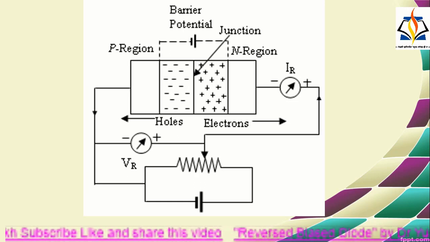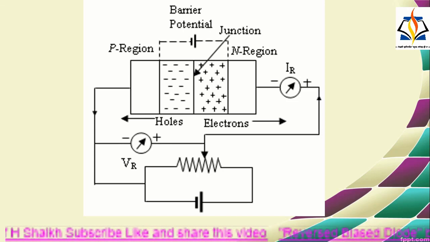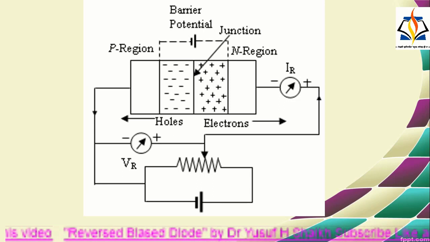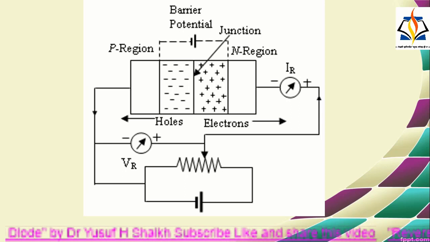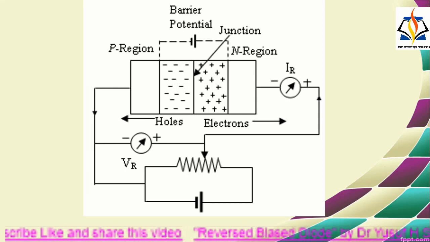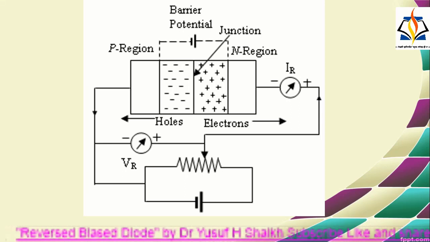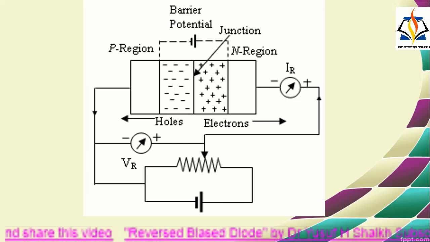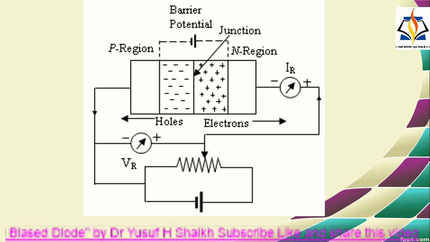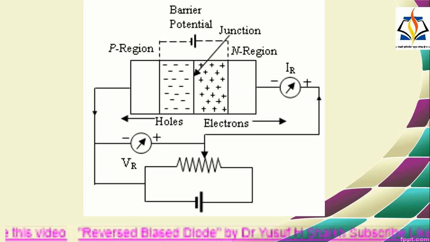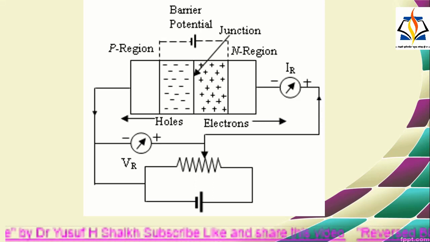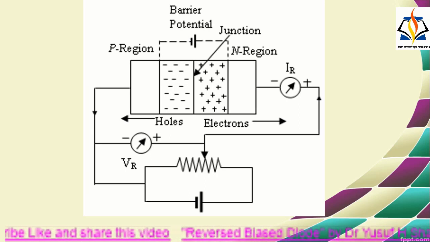Since minority carriers are thermally generated, reverse saturation current is extremely temperature dependent. Reverse saturation current is found to increase approximately 7% per degree centigrade rise in temperature, both for germanium and silicon. It approximately doubles for every 10 degrees Celsius rise in temperature for both silicon and germanium. The reverse saturation current is also referred to as the leakage current of the PN junction diode.